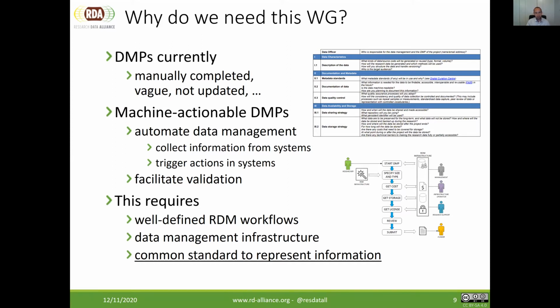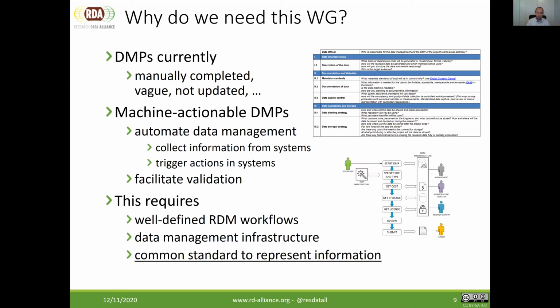One of the benefits is also that it can facilitate validation of a DMP. This is something that especially the funders were looking forward to, so that you don't need to read the long PDF, but you can have a set of filters and can, for example, quickly identify where the data is, what license has been issued, and whether there are any sensitive issues. And to build such an automated system, we need three things.